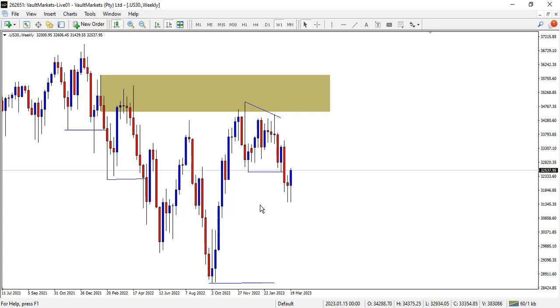Then after a shift in market structure, what do you look for? You look for the order block. This is the same thing that you look for over and over again. You look for that order block, right? So now this is the order block of the shift, this order block of a shift of market structure.